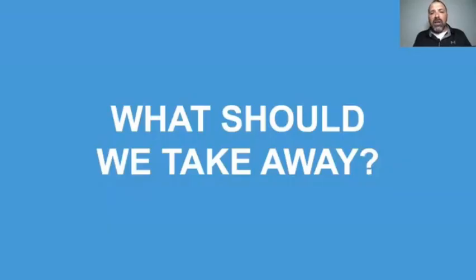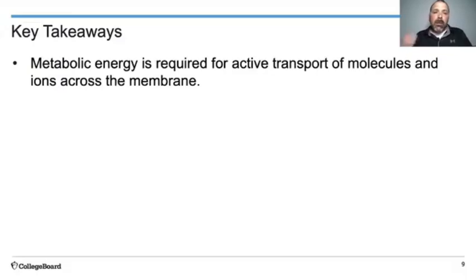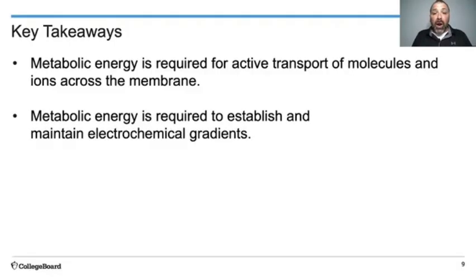So again, what should we take away from this brief video? One, metabolic energy is required for active transport of molecules and ions across the membrane. Again, that metabolic energy coming from ATP. Second, metabolic energy is required to establish and maintain that electrochemical gradient. So those gradients, again, going from low to high, that energy from ATP is used to establish and maintain it. Because if that gradient breaks down or it's not working properly, stuff will not move, and whatever process is being driven will stop.